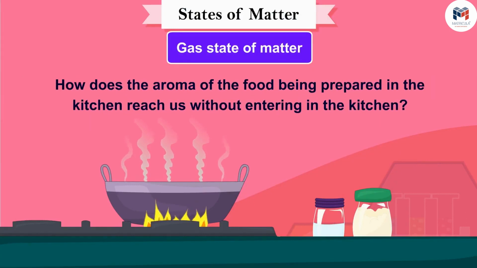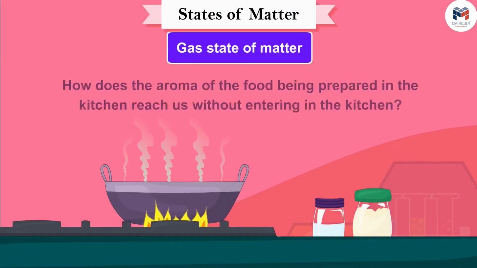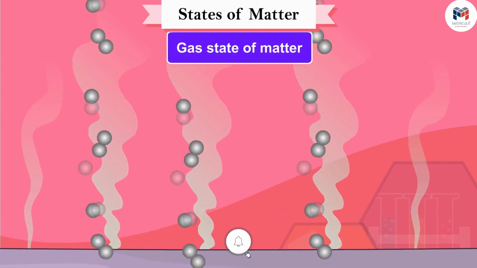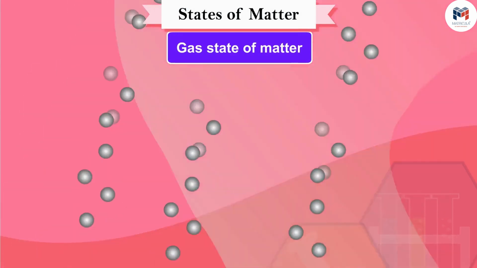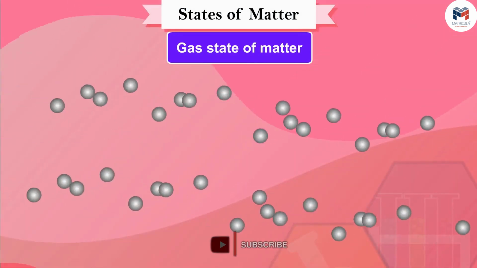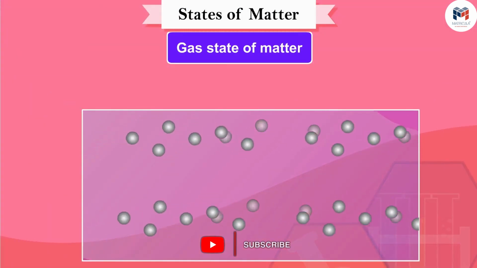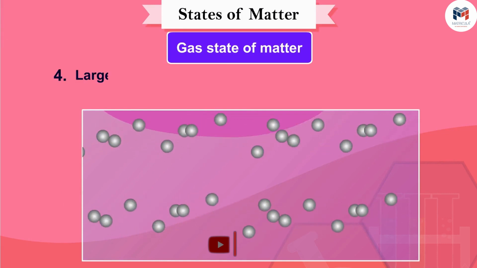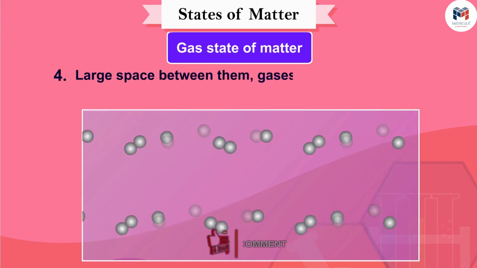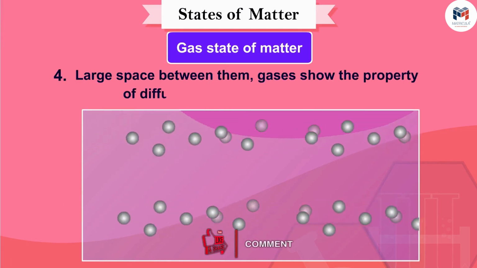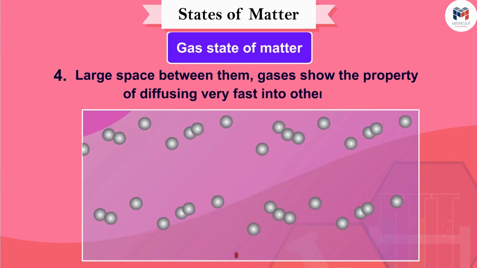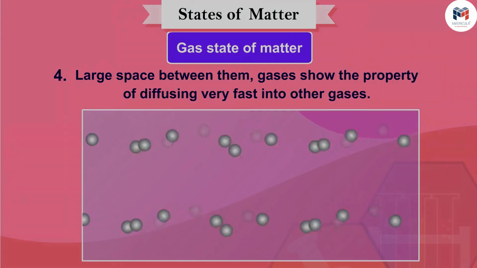Friends, how does the aroma of the food being prepared in the kitchen reach us without entering the kitchen? The smell of food mixes in the air and spreads from the kitchen to reach us. This is possible because of high speed of particles and large space between them. Gases show the property of diffusing very fast into other gases.